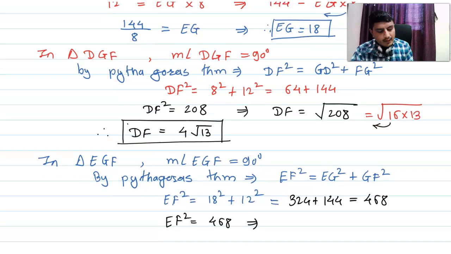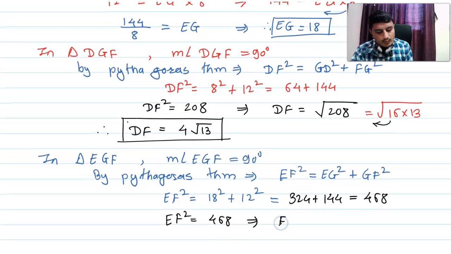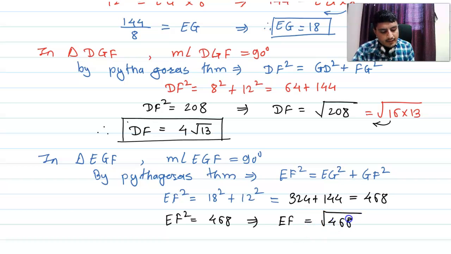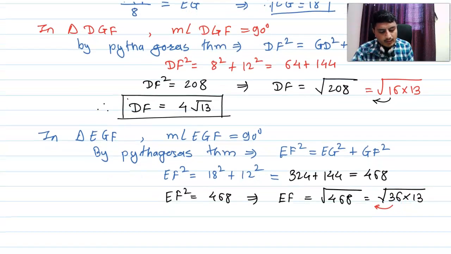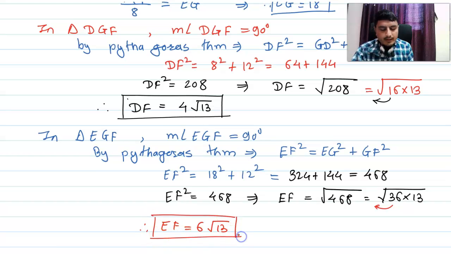To evaluate the value of EF, taking square root on both sides, EF squared's square root, we have EF equals root of 468. Now we can write 468 as 36 into 13. Once we take 36 outside the square root, that means square root of 36 is 6, into root of 13 as it is. So therefore the value of EF we are getting is 6 times root of 13.